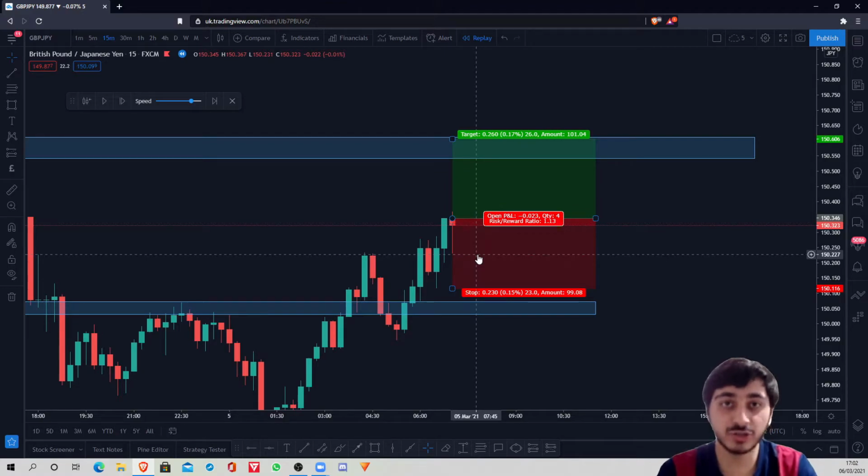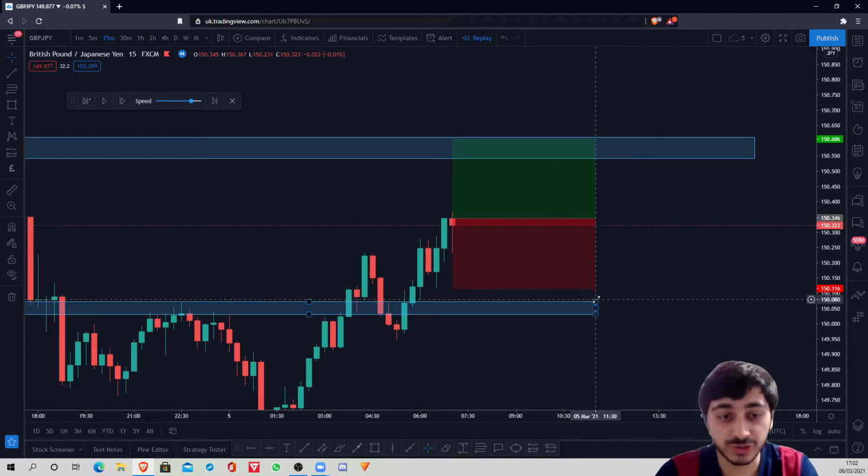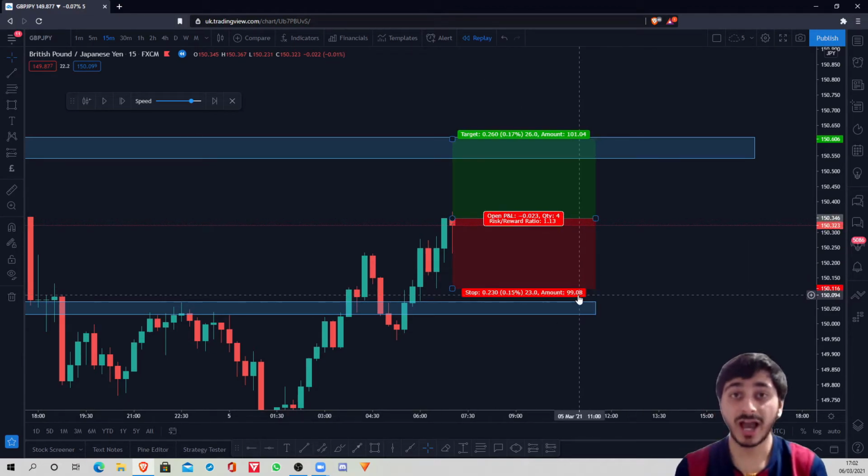Now when price goes 50% into your drawdown, so when you're in drawdown 50% of your total stop loss size, you have to close 50% of your trade. Just close 50% of your position. Now if you're in a position size of 1 lot, you want to close 0.5 lots of that trade. Why? The reason is very simple.